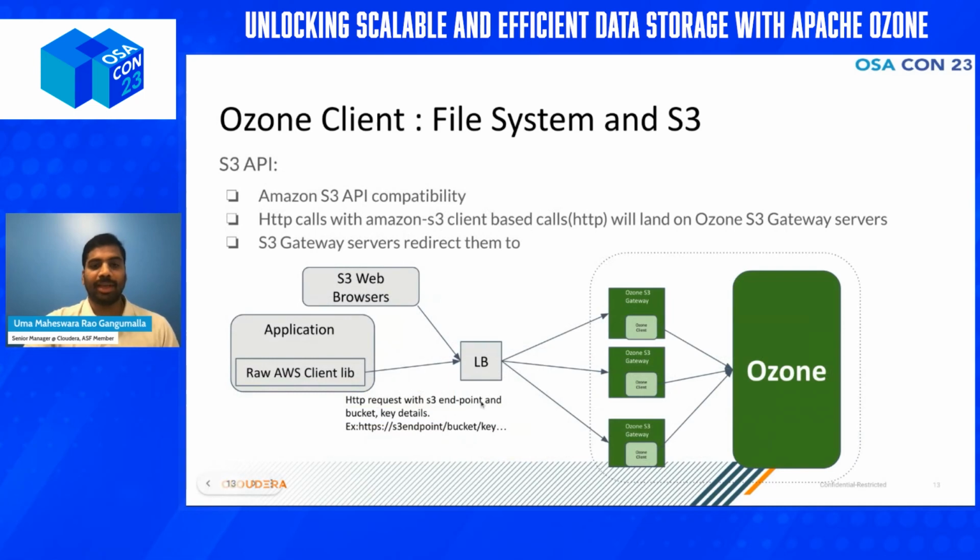S3 is HTTP based, and we have S3 gateways which will interpret your requests and transfer them to Ozone. You can have as many S3 gateways in the system as you like, and just put a front load balancer in front of them. They are stateless, and just redirect to the corresponding key or object in the Ozone system.